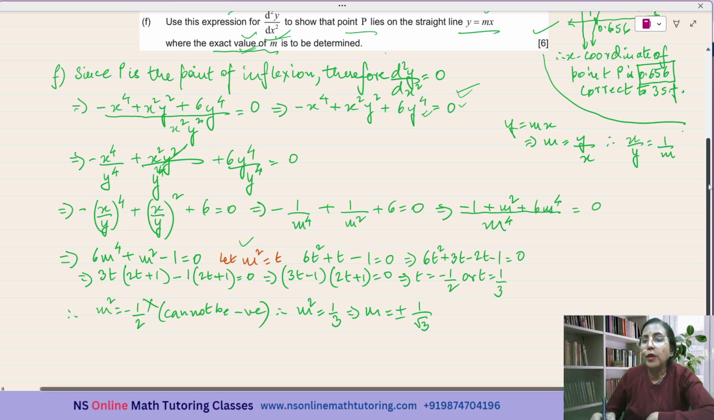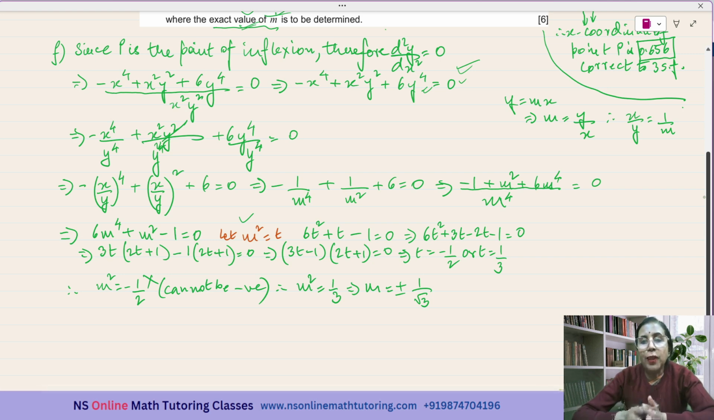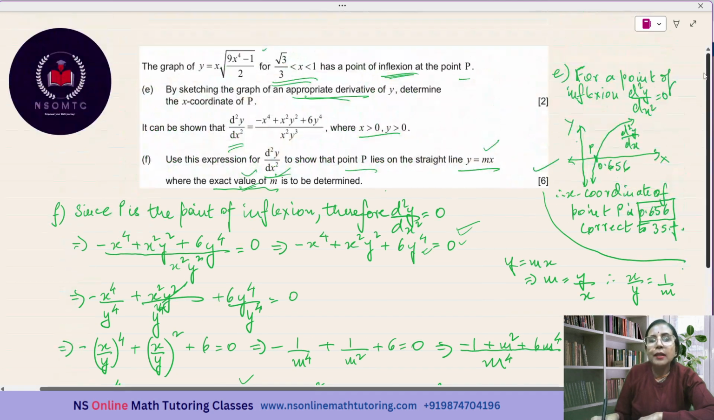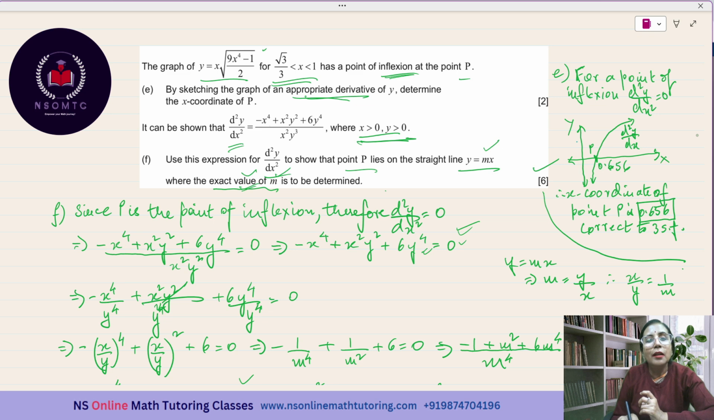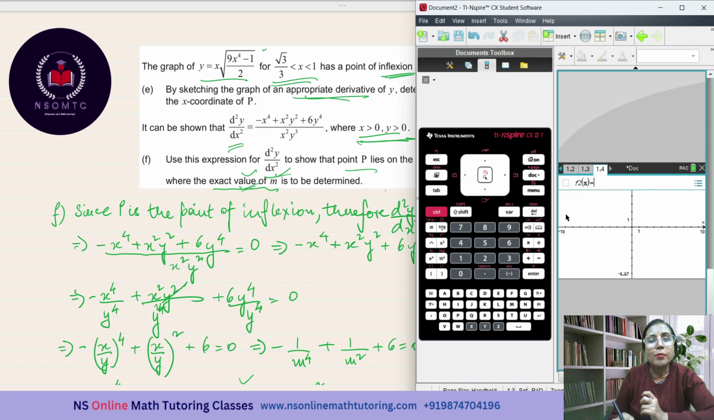Don't stop over here because it is not the correct answer. M will be having a single value. You have to reject one of the values. How do you reject one of the values? They have said both x is greater than 0 and y is greater than 0. In case you can graph this, you will be seeing that you are having the positive gradient. You are having the calculator with you, so you can use the calculator to graph this expression.